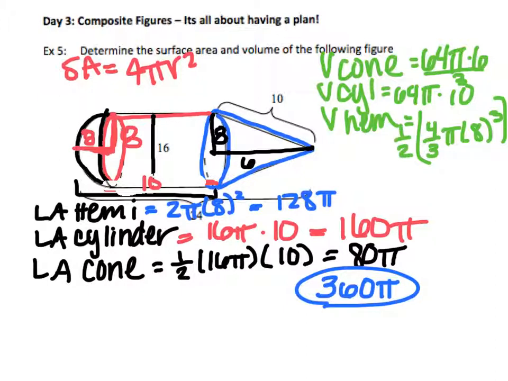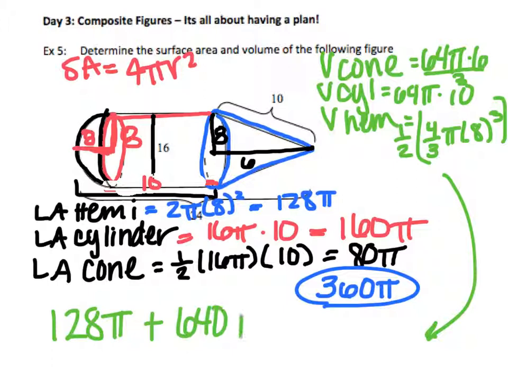So now if I do 64 times 6 divided by 3 will give me 128. So I'm going to come down here. 128 pi plus 64 times 10, which is 640 pi, plus the hemisphere. So 8 cubed times 4 divided by 3, and then divide that by 2. And I'm going to turn it into a fraction. So I got 1,024 thirds pi.